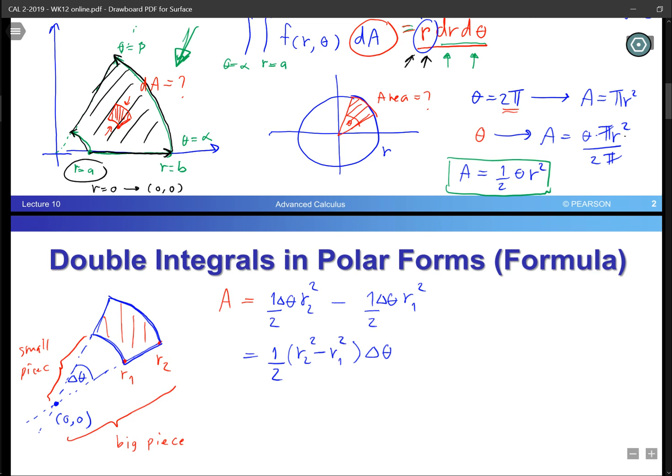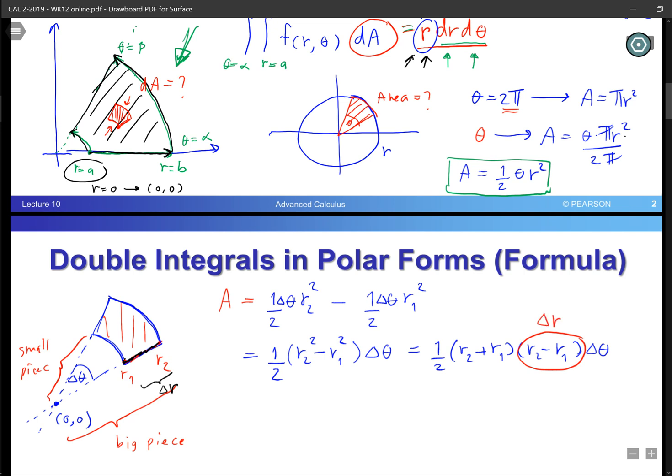Alright, and then I can perform the factorization. So I have 1 over 2. This is front squared minus back squared, so it's going to be front plus back times front minus back times delta theta. Now that we have it in this form, we can do something more with this. So r2 minus r1 is definitely the distance from r2 to r1, and that is delta r. So this r2 minus r1, we have delta r.